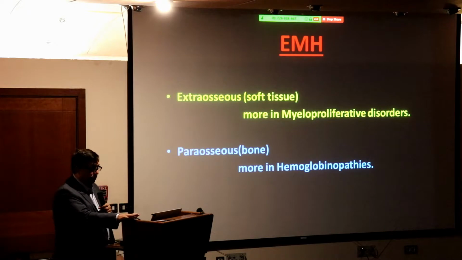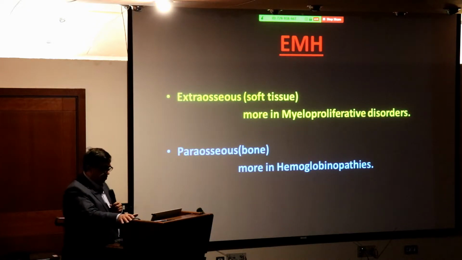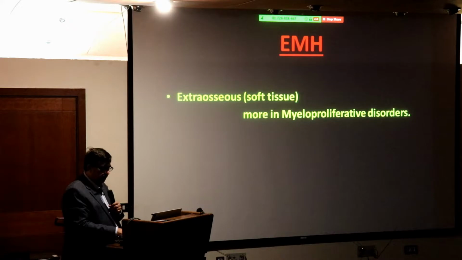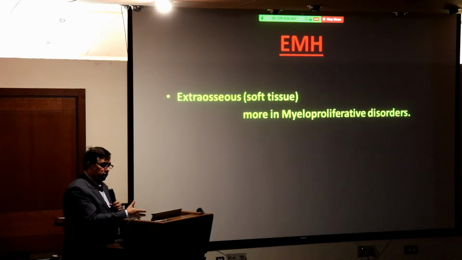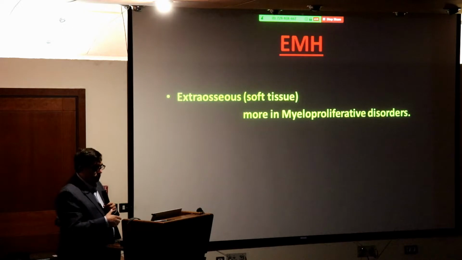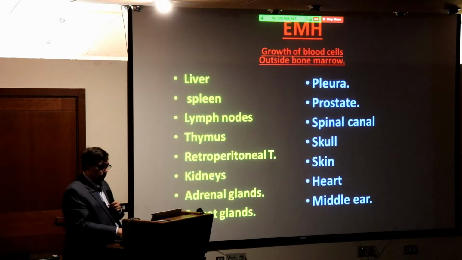The extramedullary hematopoiesis can be in the soft tissue or in the bone. The soft tissue is more in myeloproliferative disorders, while bone is more in the hemoglobinopathies. Let's see how the soft tissue is affected in thalassemia. We will call upon other organs, other than the bone marrow and the long bones, to produce blood. These organs are the liver, spleen, lymph nodes, thymus, retroperitoneal tissue, kidneys, adrenal glands, sweat glands, pleura, prostate, spinal canal, skull, skin, heart, and middle ear.